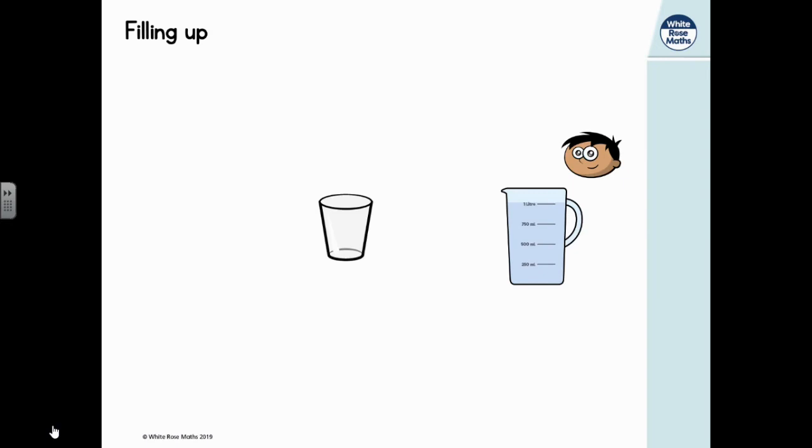What about a glass? Yes, I think his 1 litre jug would be a good idea. And he'd have some water left over. Well done, Amir. And well done, you.